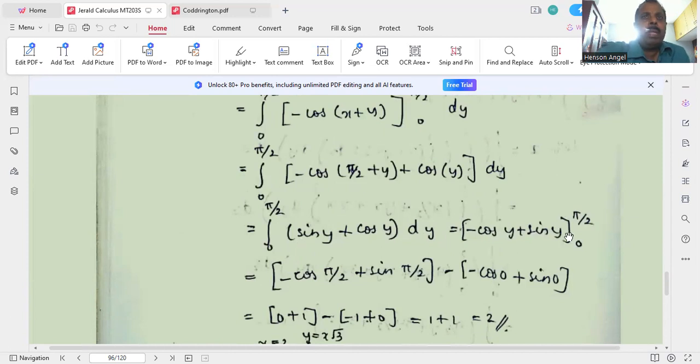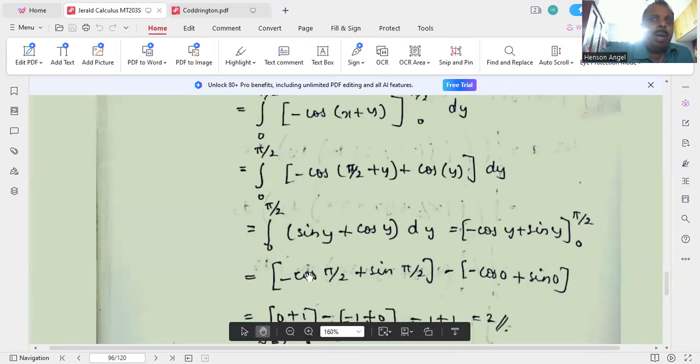Now we have to apply the limits for y. Upper limit pi by 2, lower limit 0 can be applied for y. So when you apply the upper limit pi by 2 for y, we get minus cos of pi by 2 plus sin of pi by 2. So the upper limit is applied. Minus, the lower limit 0 should be applied for y.